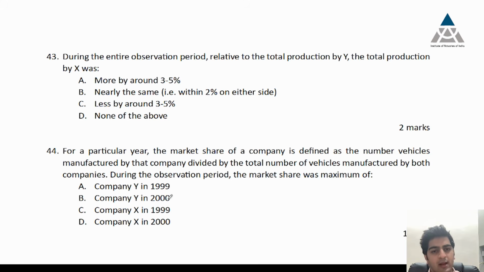So Y in 99, X in 2000, X in 99, Y, X in 2000. So one thing is clear, it's between 99 and 2000 only. And now it's very easy. If X had more sales, for example in 99, you will need to calculate for X, right? Because X will be the dominant one. So just 99 and 2000, whoever was highest will win.